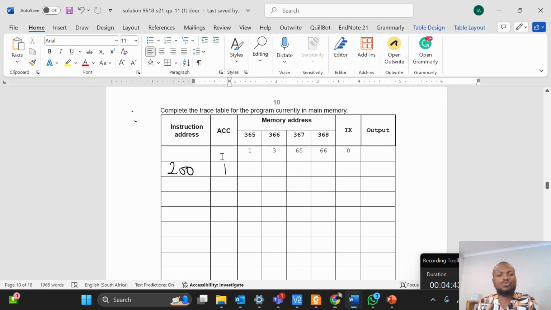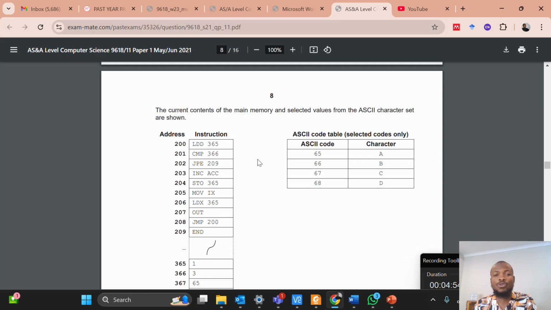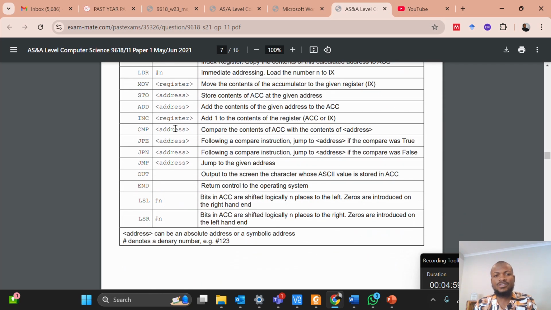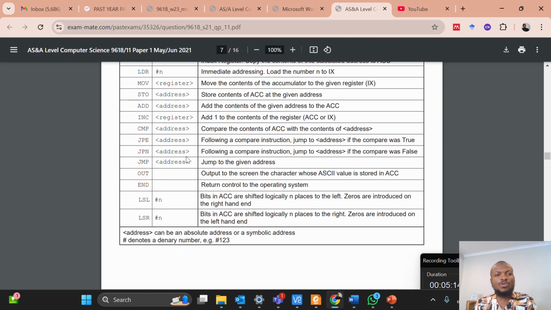So let's go to address 201. It's as simple as that. CMP 366. What does CMP 366 mean? In case you don't know or you've forgotten, just go to the table. This means CMP address. It compares the content of the accumulator with the content of the address. So what is the content of the accumulator? 1. What is the content of the address?